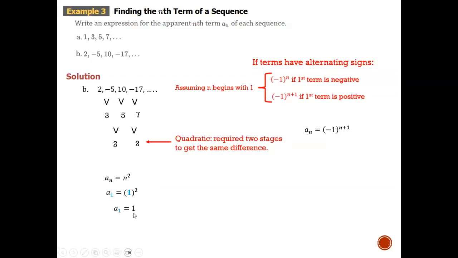So when I plug in a 1, 1 squared is 1, not 2. So this one's not working, okay? There's going to be something with a squared. So let's just try an n squared plus 1 this time, okay? Last time I got a 1. I need a 2, so plus 1 makes sense.